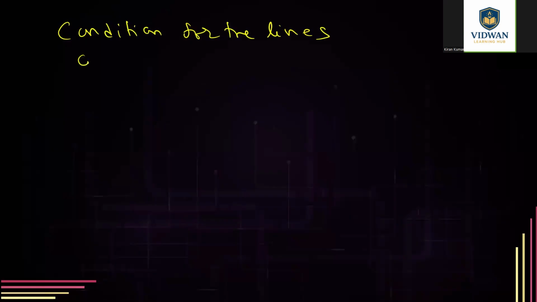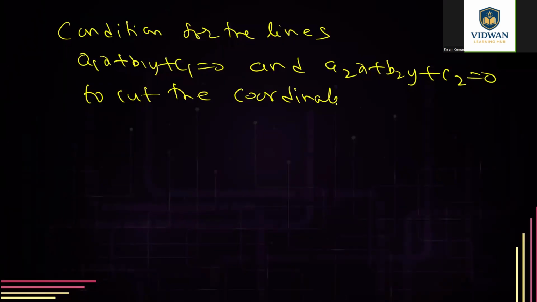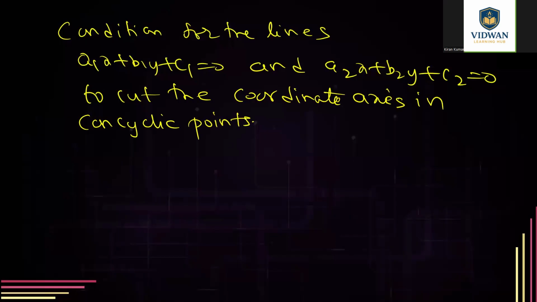So then we have another important thing related with this. Condition for the lines a1x plus b1y plus c1 equal to 0 and a2x plus b2y plus c2 equal to 0 to cut the coordinate axis in concyclic points. For these lines to cut the coordinate axis in concyclic points.